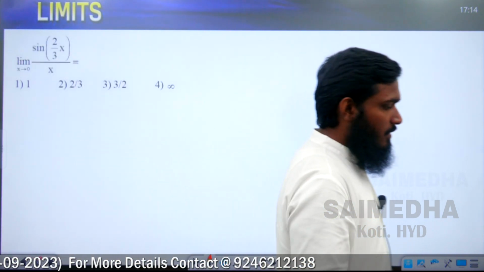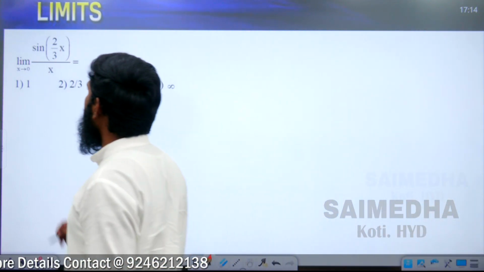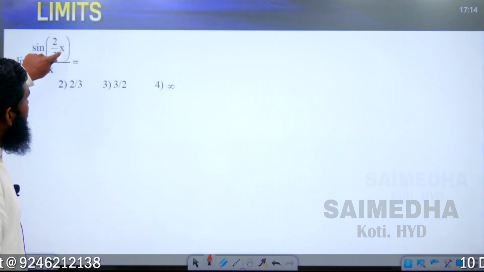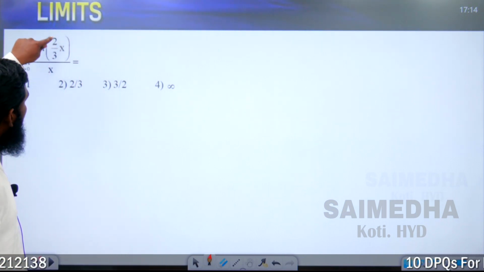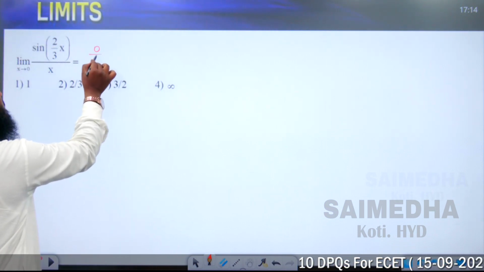Now let us see this question. Again a similar question. In this question, limit x tends to 0, sine 2 by 3 x by x. Now listen carefully. If you substitute x as 0, 0 into 2 by 3 means 0, sine 0 is 0, so we get 0 by 0.